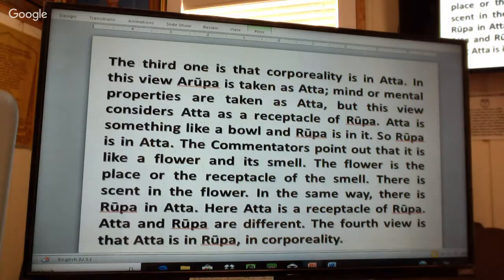Okay, so that view is like this, flower and smell. Their view is that the soul and our body or mind factors are like flower and smell. So the flower is like a soul, and the smell from the flower is the body, or material, or mind, or mind factor. They think like this.